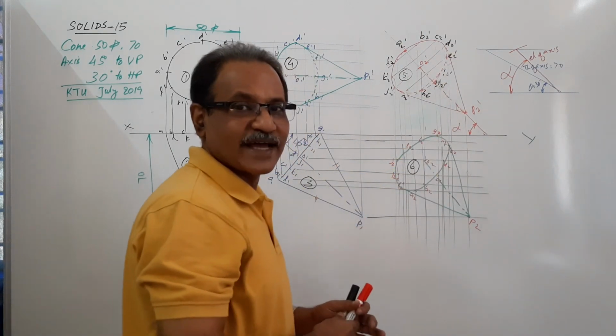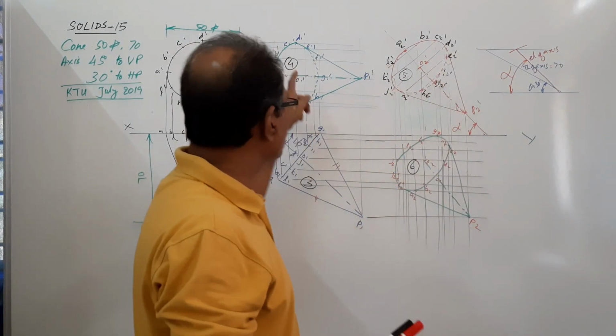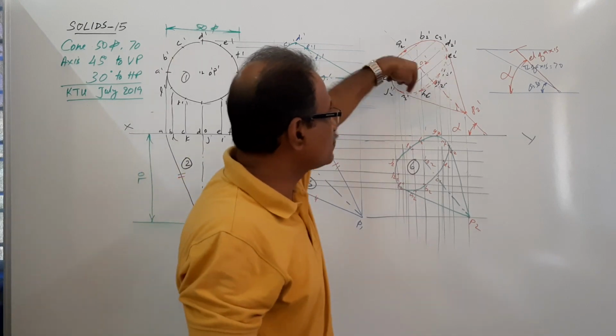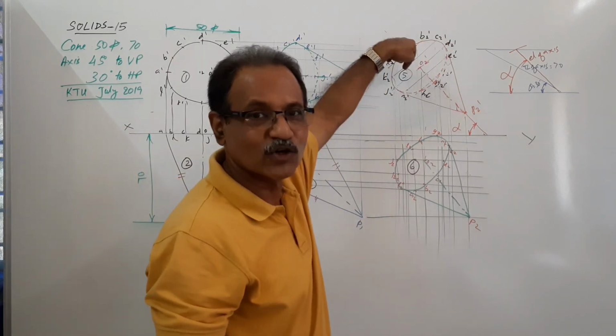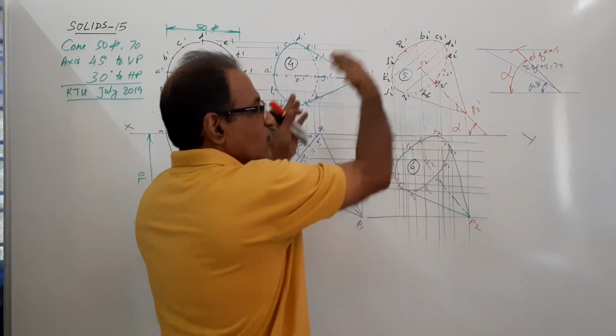I have drawn it as firm. Part of the ellipse has to be dotted. I have drawn it firm, but it is dotted. Okay. You have redrawn the elevation.